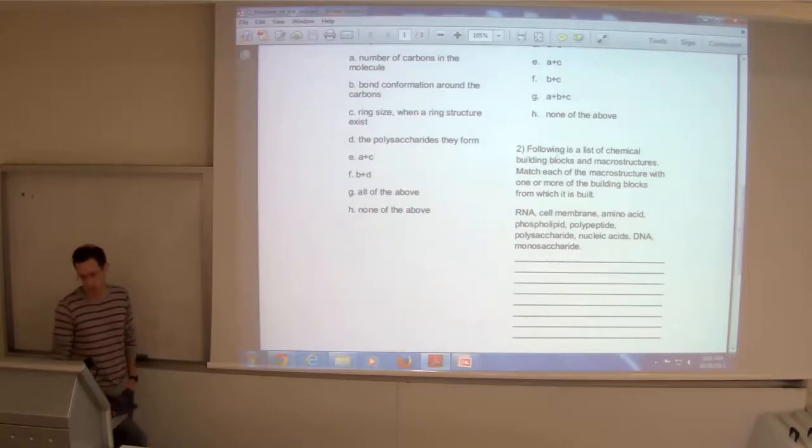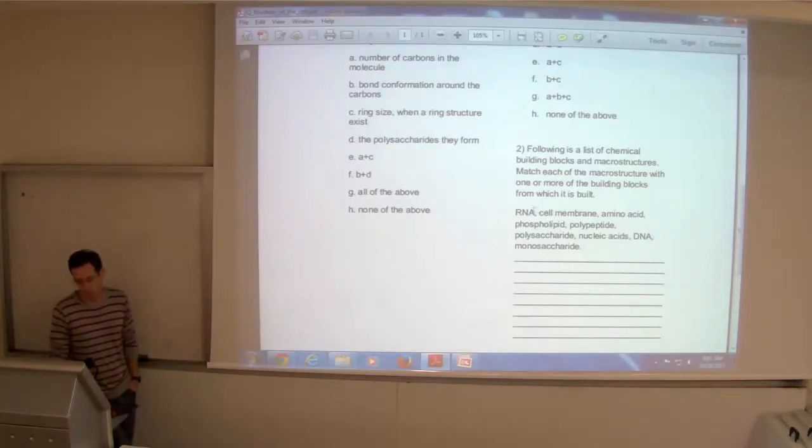All right. So number 2, following is a list of chemical building blocks and macrostructures. So we have both levels. Match each of the macrostructures with one or more of the building blocks from which it is built. You're not told whether each one of these components is a macrostructure or a building block. You need to first identify which is which and then match between the two. So who wants to give it a try?